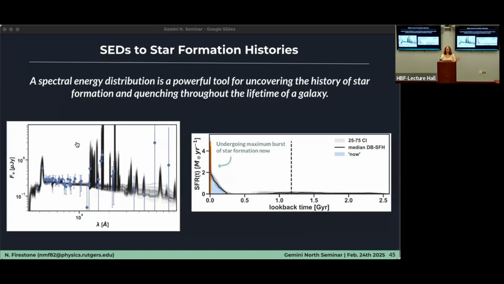So back to LAEs, this is what we might expect an LAE, SED, and star formation history to look like. The star formation history, 0 is the time of observation, and as we move rightwards, we're going back in time to the beginning of the universe, so that's a look back time. And we can try to reconstruct this star formation history in our head for a moment.